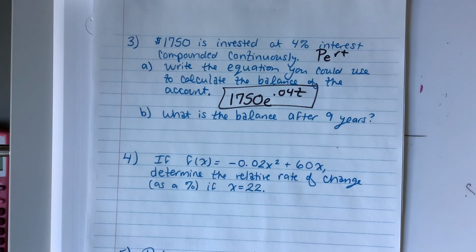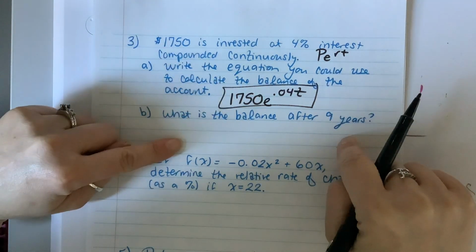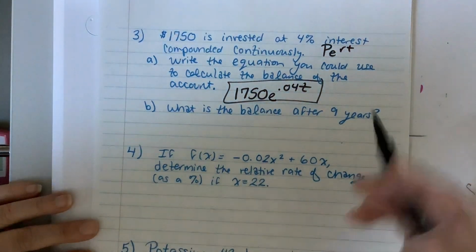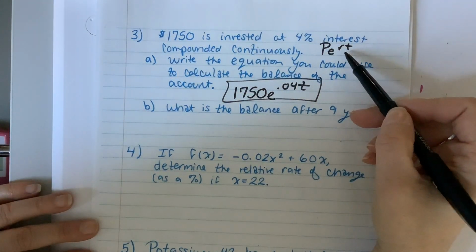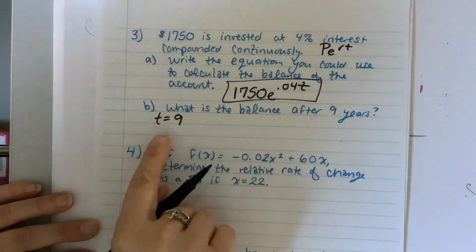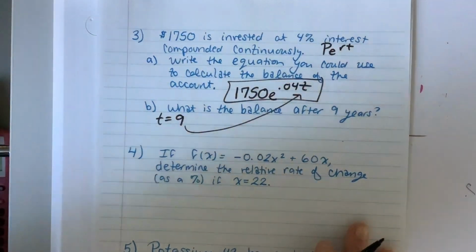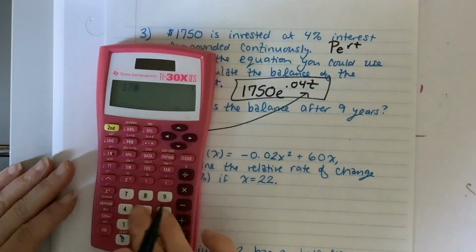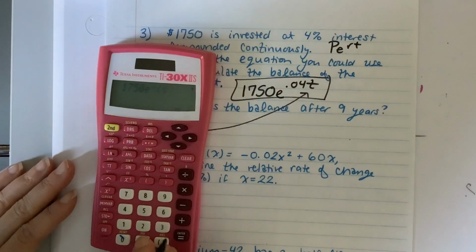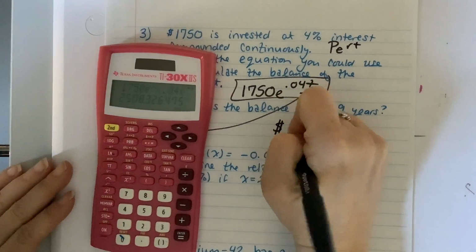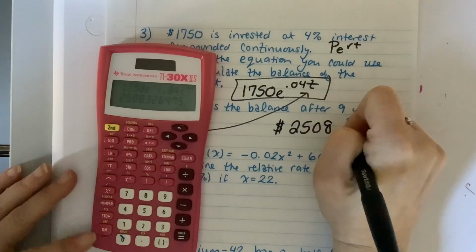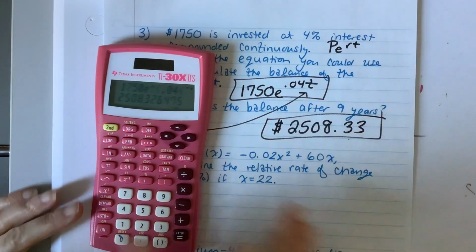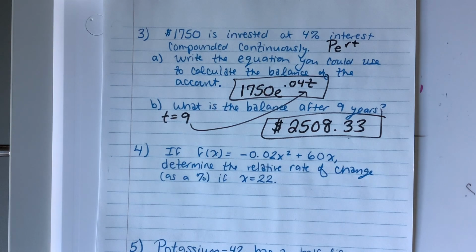Fill in a 12. Then they want us to not only write the equation, but use it. What is the balance after 9 years? In the PERT formula, t is always time in years. This means t is 9. All you're doing is filling it into the calculator: 1,750 e to the power of 0.04 times 9. If you're filling this into your calculator, make sure that you're getting the same thing. If you're not, let me know and we'll make sure that you are not making a mistake entering it. I got $2,508.33. Good? Good. I see a thumbs up.